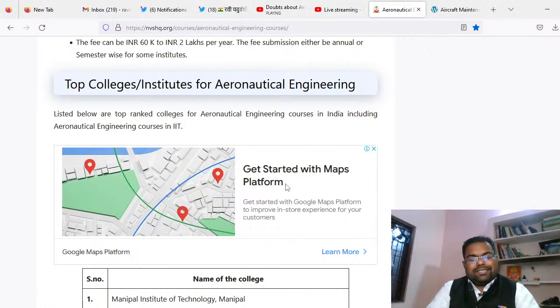Apart from these, there are several private deemed universities, more than 60 or 70 universities in India, which are offering UG and PG programs in aeronautical or aerospace engineering. I will name a few. The topmost among these, with a lower fee and promising job prospects, is Shastra Deemed University, Tanjore, which you can join with a very minimum fee, and there is a guarantee that you will get a job.